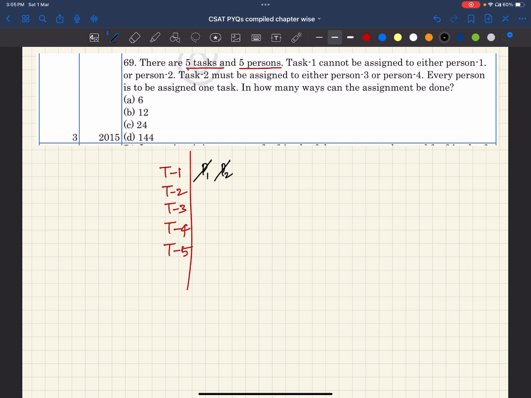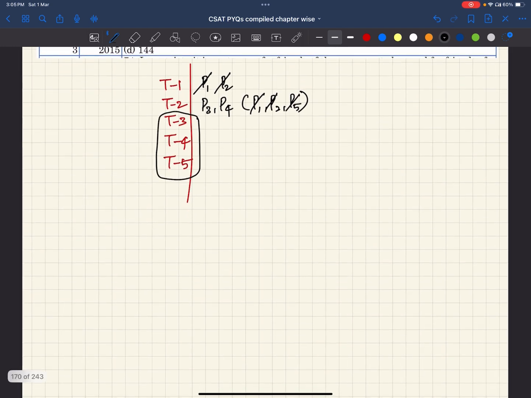Task 2 must be assigned to either person 3 or person 4. That means P3, P4, and P1, P2, P5 cancel. Every person is assigned one task. In how many ways can the assignment be done? So for this task, can any people take it? No. See, for task 2, either P3 or P4 should be allotted.